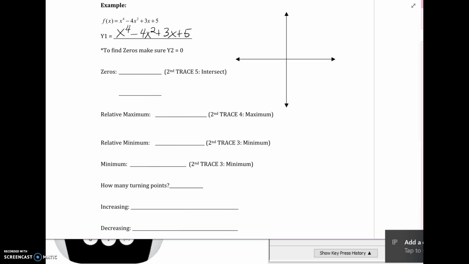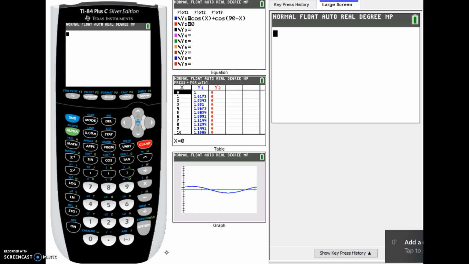The other thing that you'll notice underneath, if you're going to use the intersect method, I would put 0 into your y2, and honestly you could leave it there because we're really only going to be plugging in one function at a time. Alright, so I'm going to go over to the calculator right now, and we're going to plug that in.